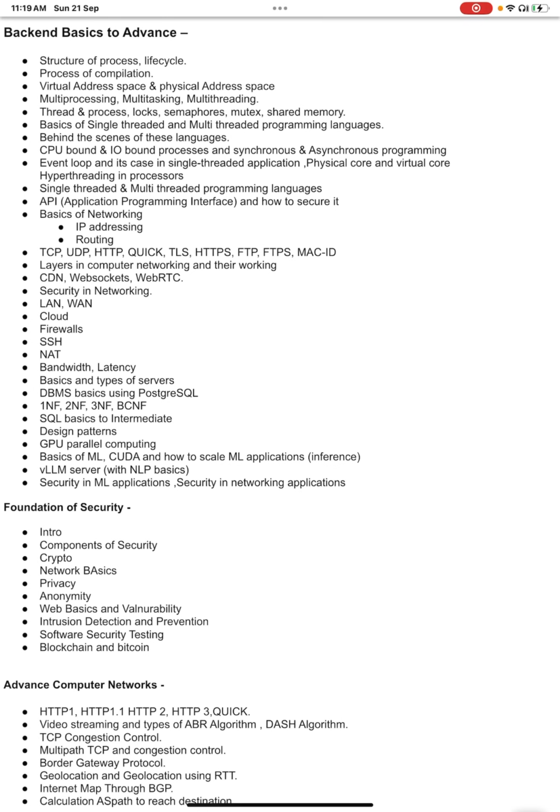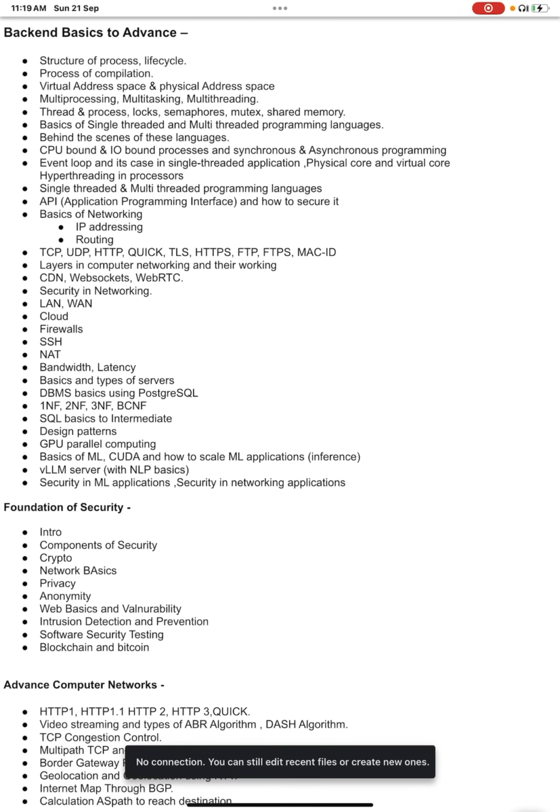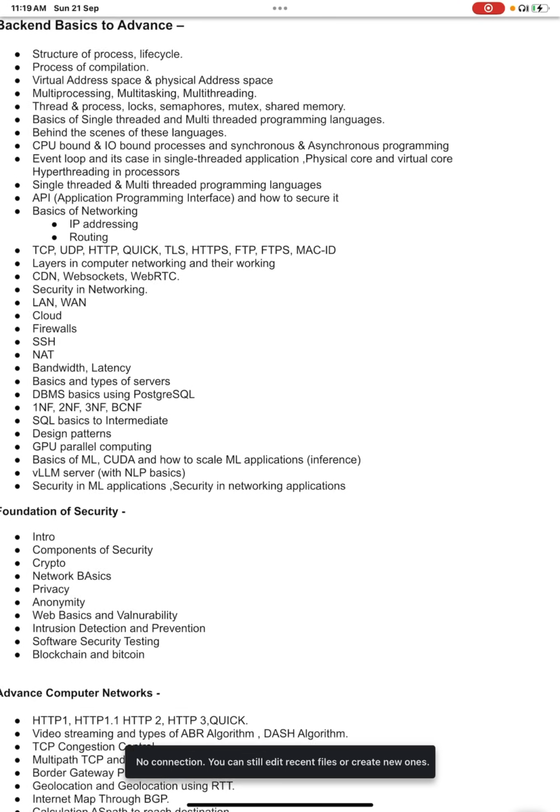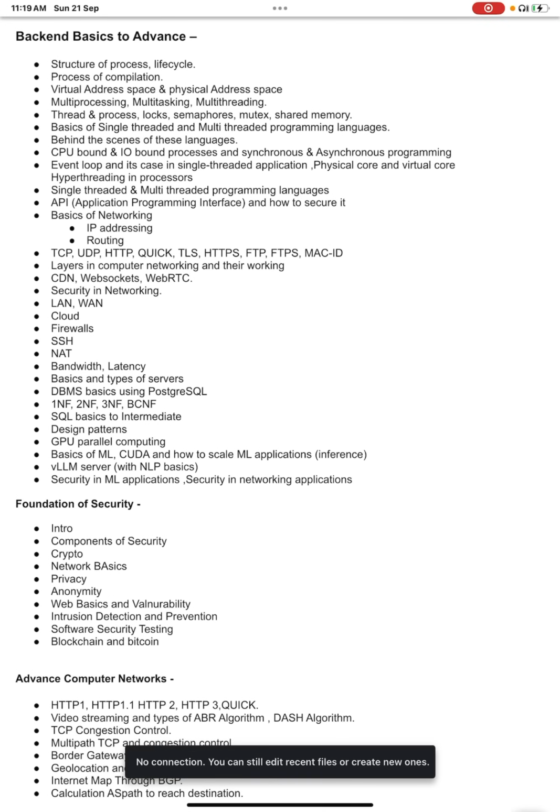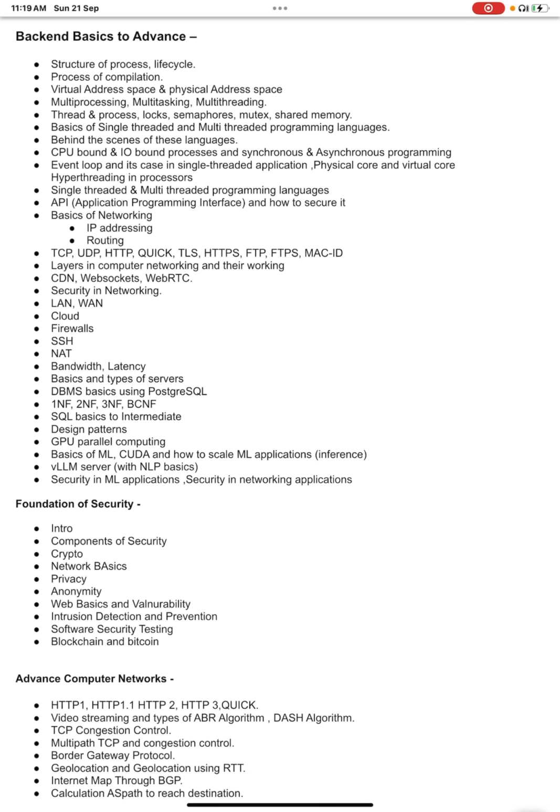And then we'll study about virtual address space and physical address space and how each process is assigned a unique address space with respect to each other and how operating system or processors addresses them. Then multiprocessing, multitasking, and multithreading. These three topics are usually used interchangeably by most people. So these three are very interlinked topics.